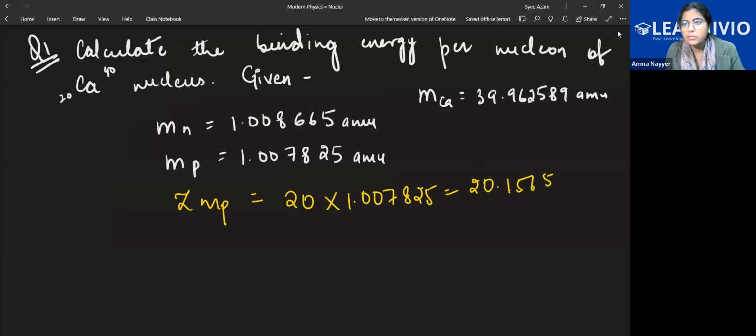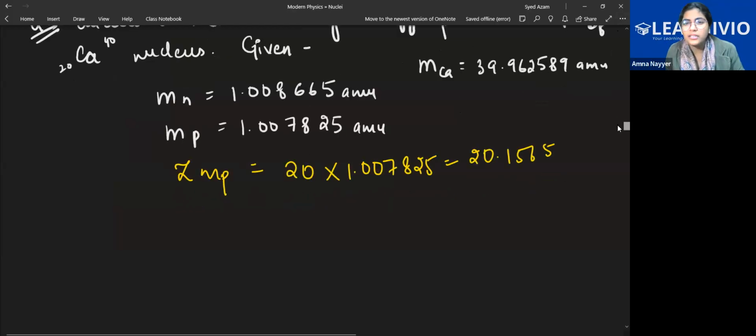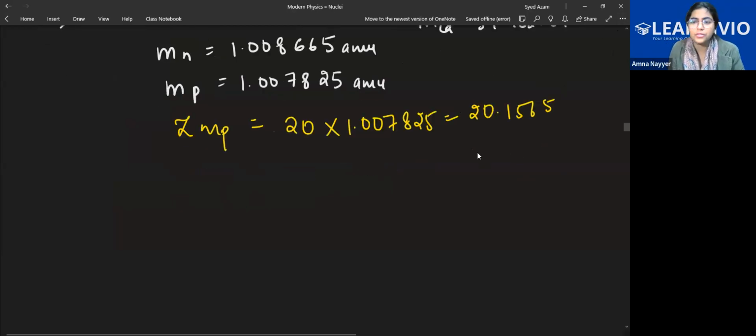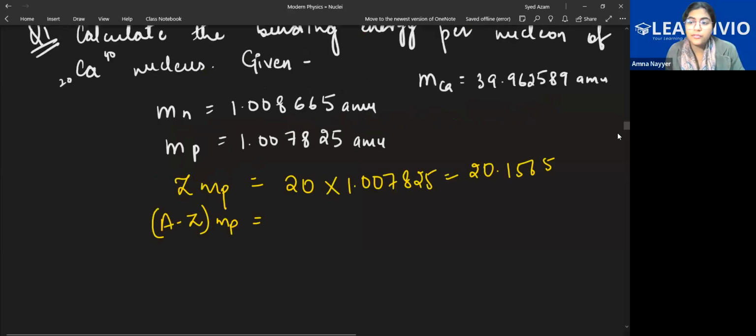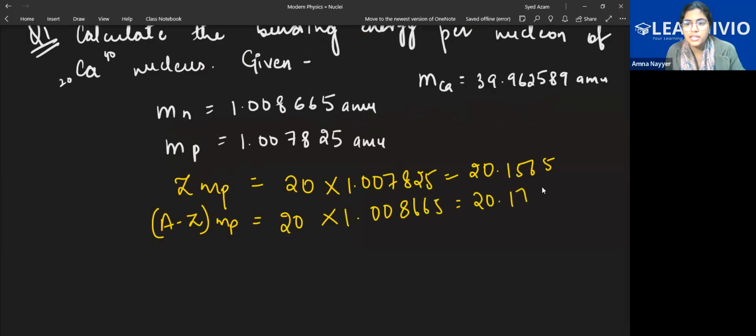You have to calculate it because rounding off and picking up significant figures is not valid here. Then (A minus Z) M_n, where A minus Z is 40 minus 20, that is again 20, times the mass of neutron, which is 1.008665. So this is 20.1733. What was the step I told you?